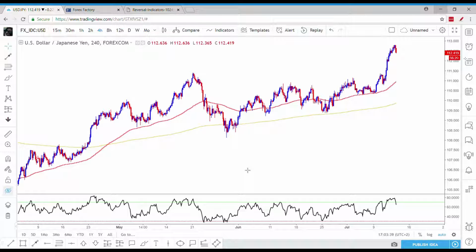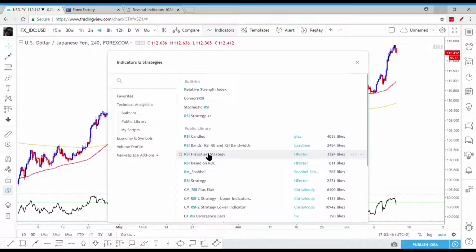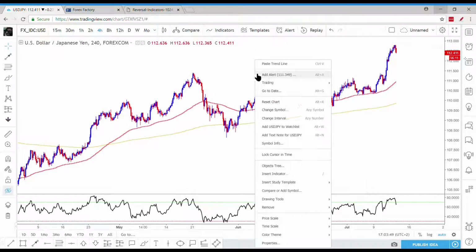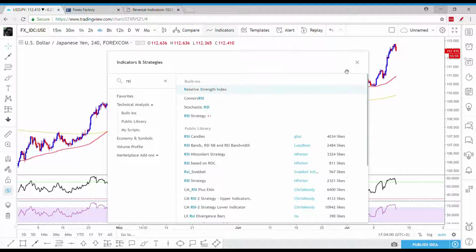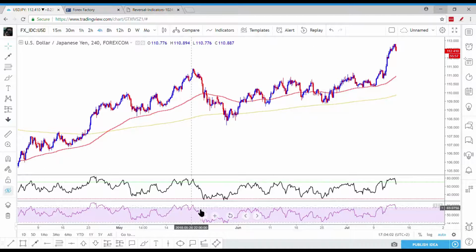Relative strength index. So it's called the RSI. It's an indicator, just like moving averages. So right click, go insert indicator. Well, that's the shortcut if you want on your keyboard. So insert indicator, RSI. Okay, bam, relative strength index. So that is it. So that's mine.